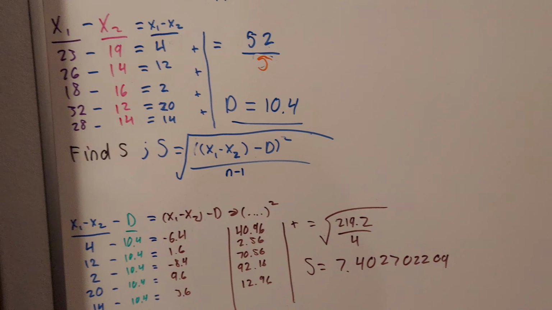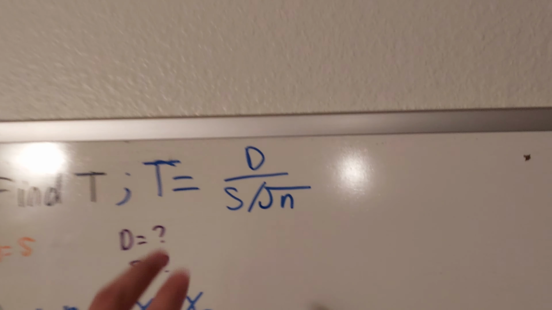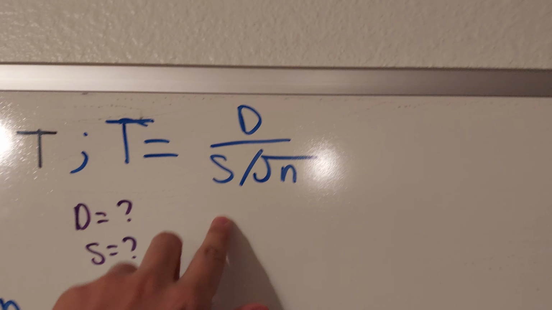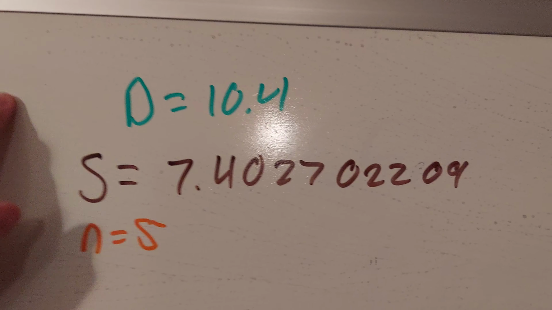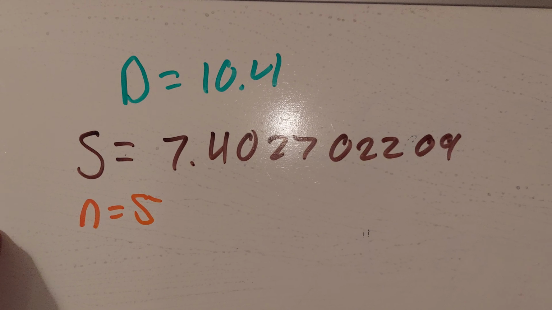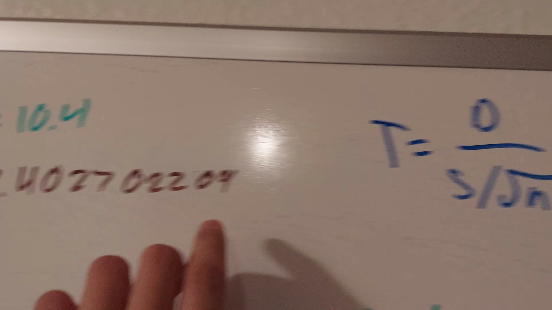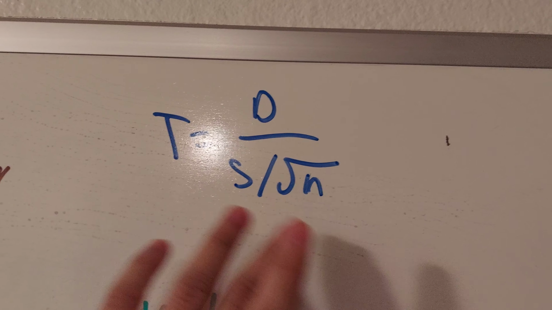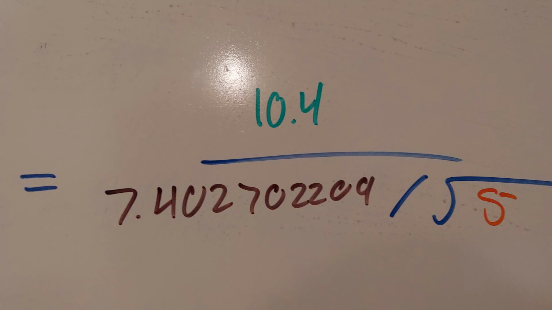So now we have s and we have d. With those done, now we can finally put it in this equation right here. All right, we already solved for d and s, and we already have n. Since we have all of these three variables, we're going to plug them into this formula: t equals d divided by s divided by the square root of n.